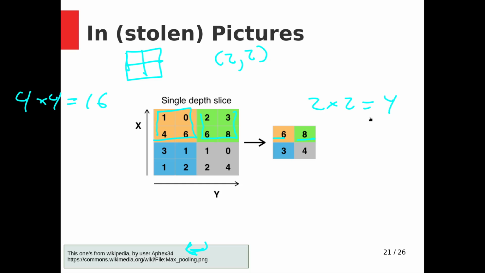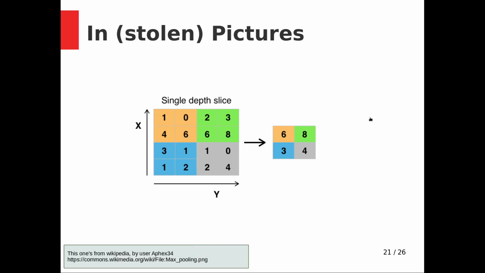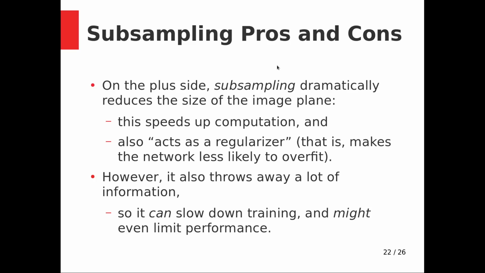Subsampling allows us to rapidly reduce the size of an image plane, right? So on the plus side, subsampling dramatically reduces the size of your image plane, or filter map, right? Your input, which dramatically speeds up your computation. Again, I'm sorry to use like 5 different words to mean the same thing.